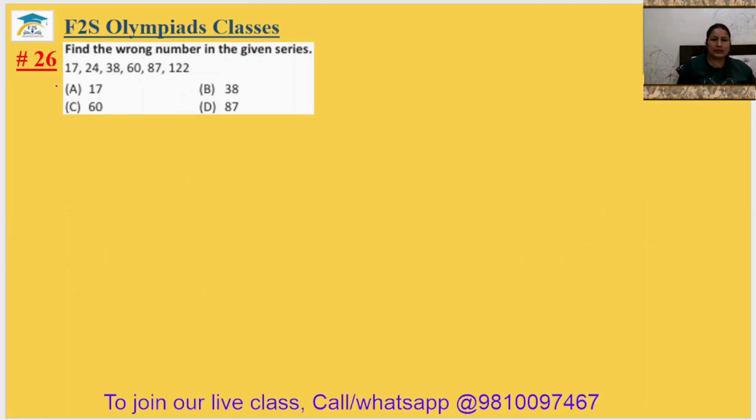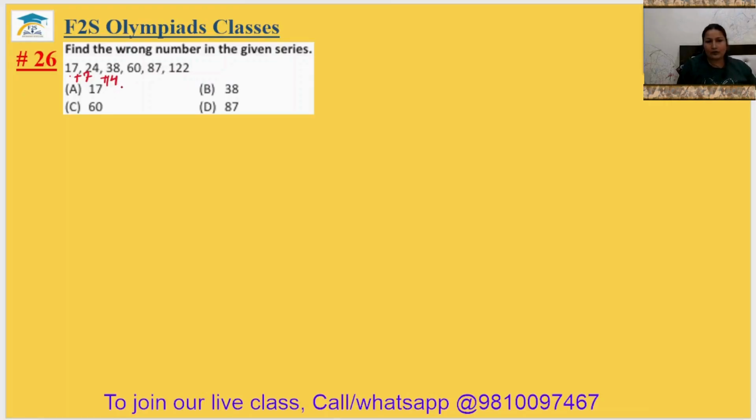Question number 26. Find the wrong number in the given series. So we can see what is the pattern here. 17 became 24, so it means there is plus 7. Now 24 became 38, so plus 14. So definitely next should be plus 21. It should be 69.